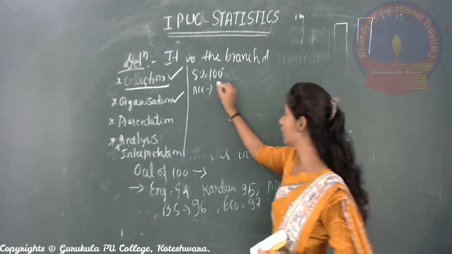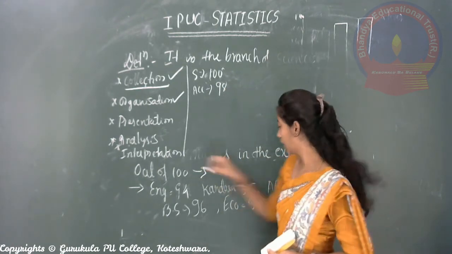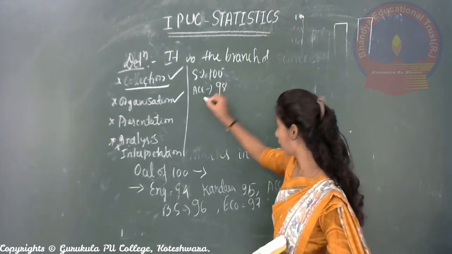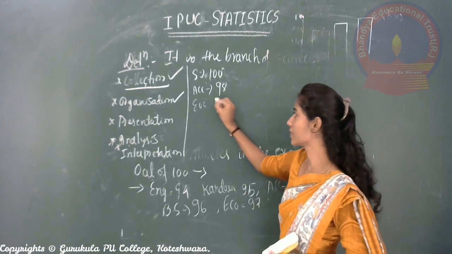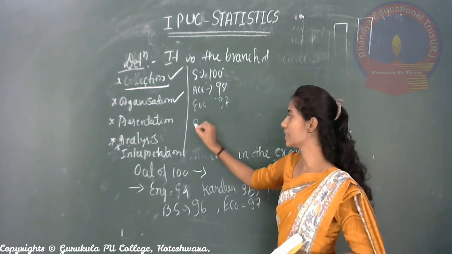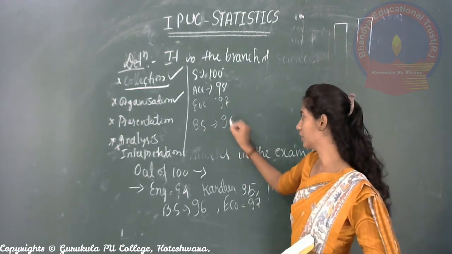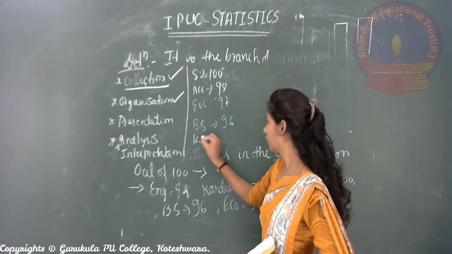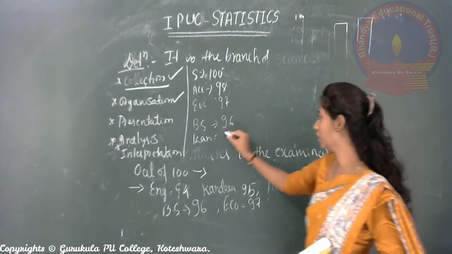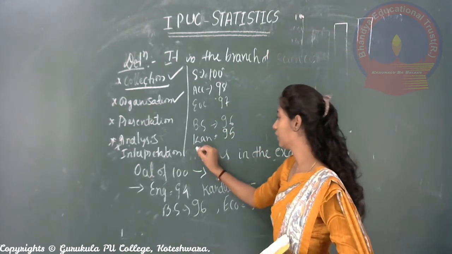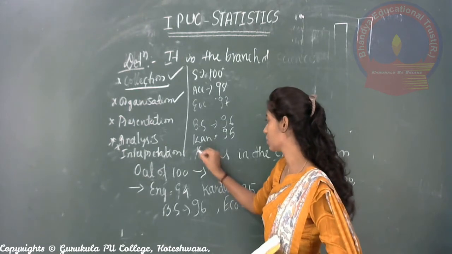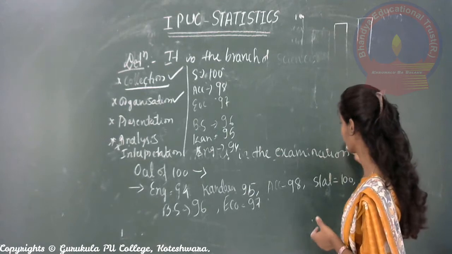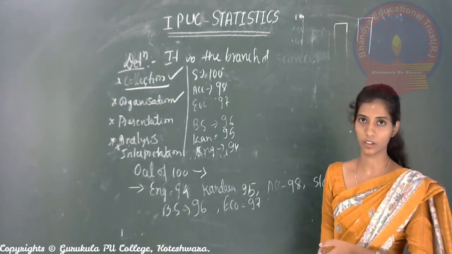Accountancy, he got 98. In another subject, economics, he got 97. In business studies he got 96. Then it comes to the languages. In Kannada he got 95, and the last one is English, where he got 94.